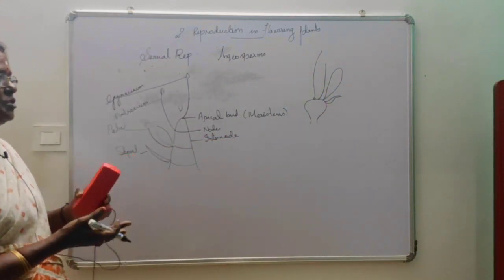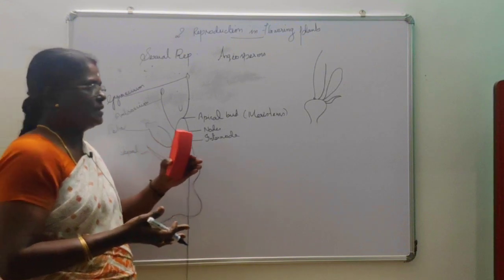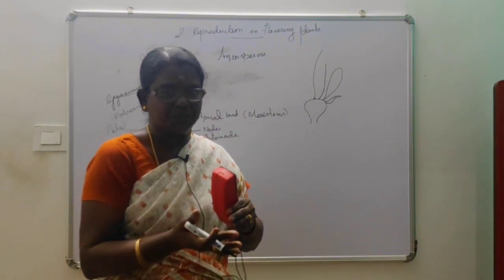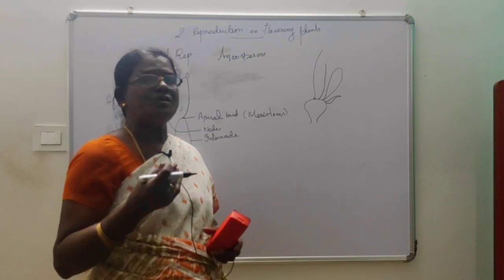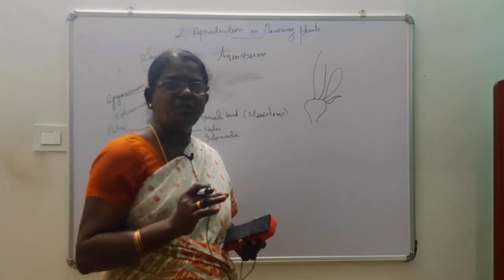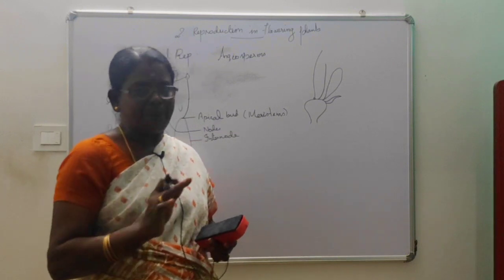Now you can see the flower, all floral appendages come closer together. Now you can watch a video. In that video I explained the floral parts of the flower by practical.